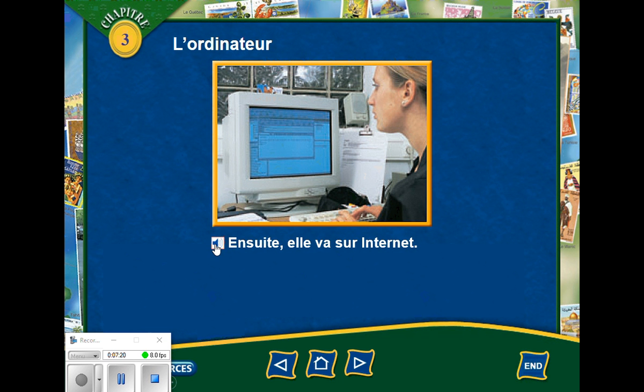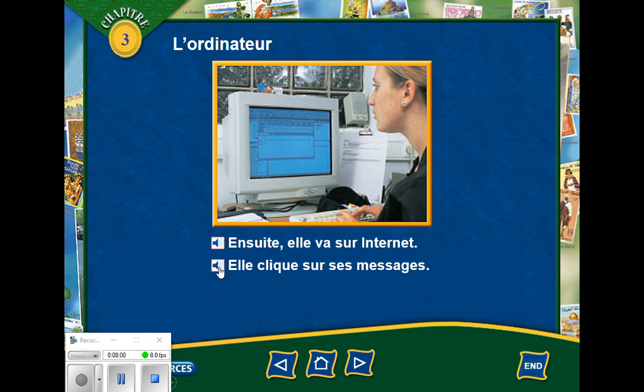Ensuite, elle va sur Internet. Ensuite is next. Next, she goes, that's the verb aller, on the internet. The word the is actually not here. Next, she goes on internet. And you'll notice here, internet is the same word in French as it is in English. So when it comes to technology, especially with stuff that's new, because we're always getting new technology, it's almost like brand name stuff, so the word is the same in English as it is in French. Like an iPhone, in French it's just an iPhone. You know, the letter I in French sounds like iPhone.